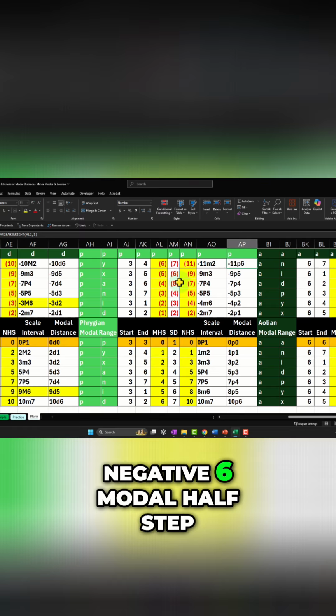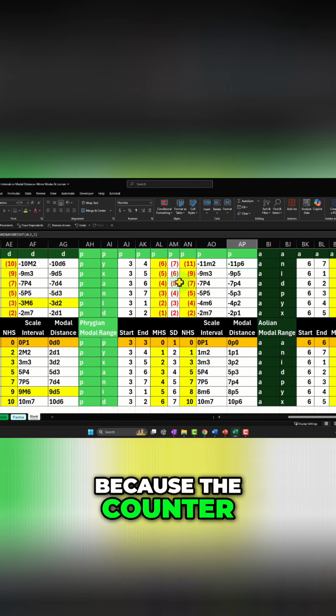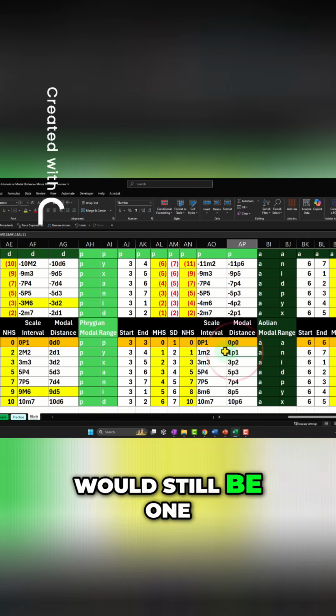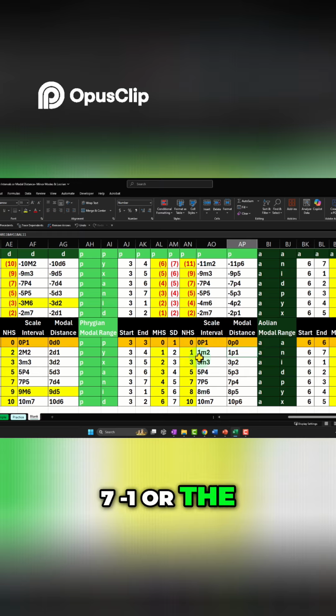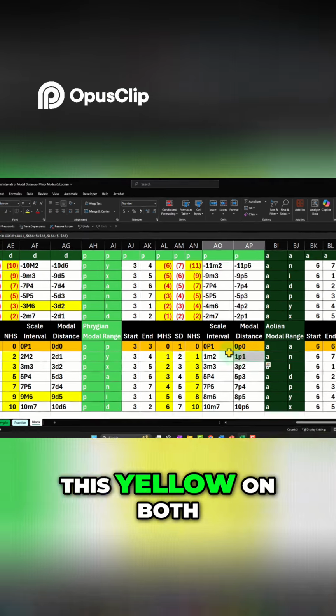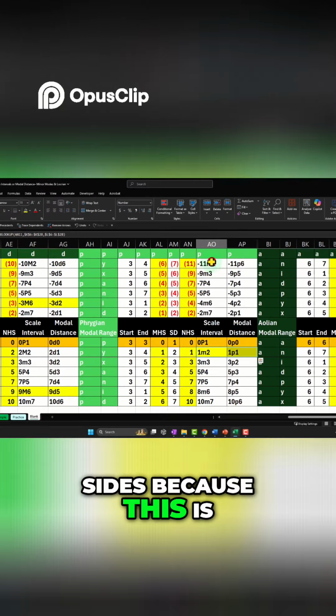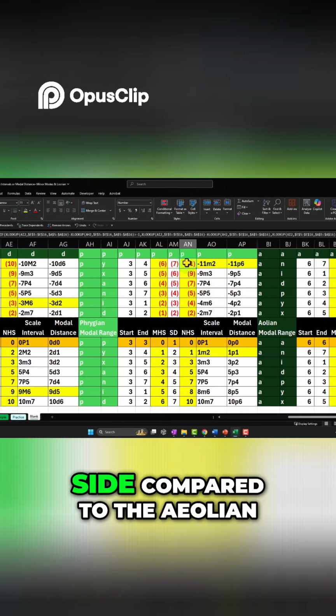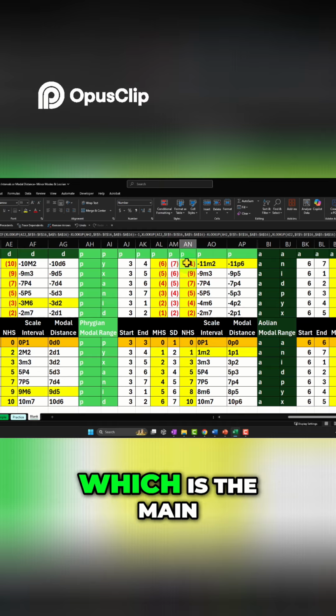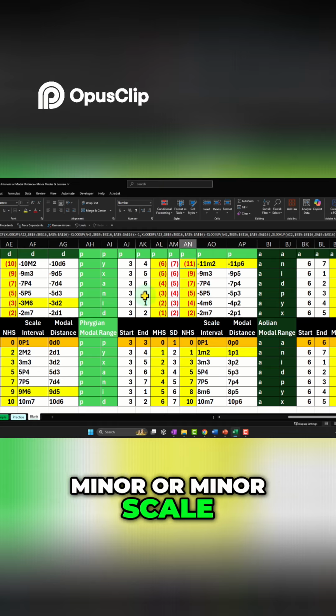Negative 6 modal half step, because the clockwise direction would still be 1 from the Phrygian, but it would be 7 minus 1, or the first modal half step. I'm going to make this yellow on both sides because this is the one that is different from the Phrygian side compared to the Aeolian, which is the main minor or minor scale.